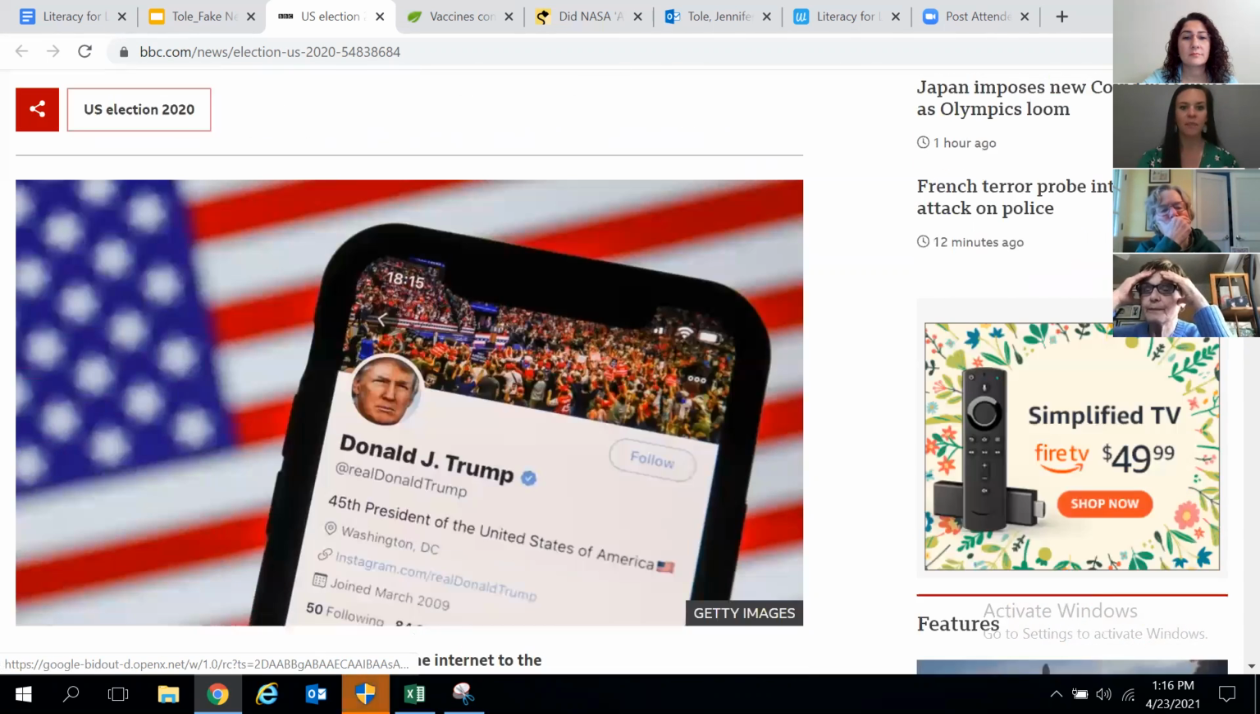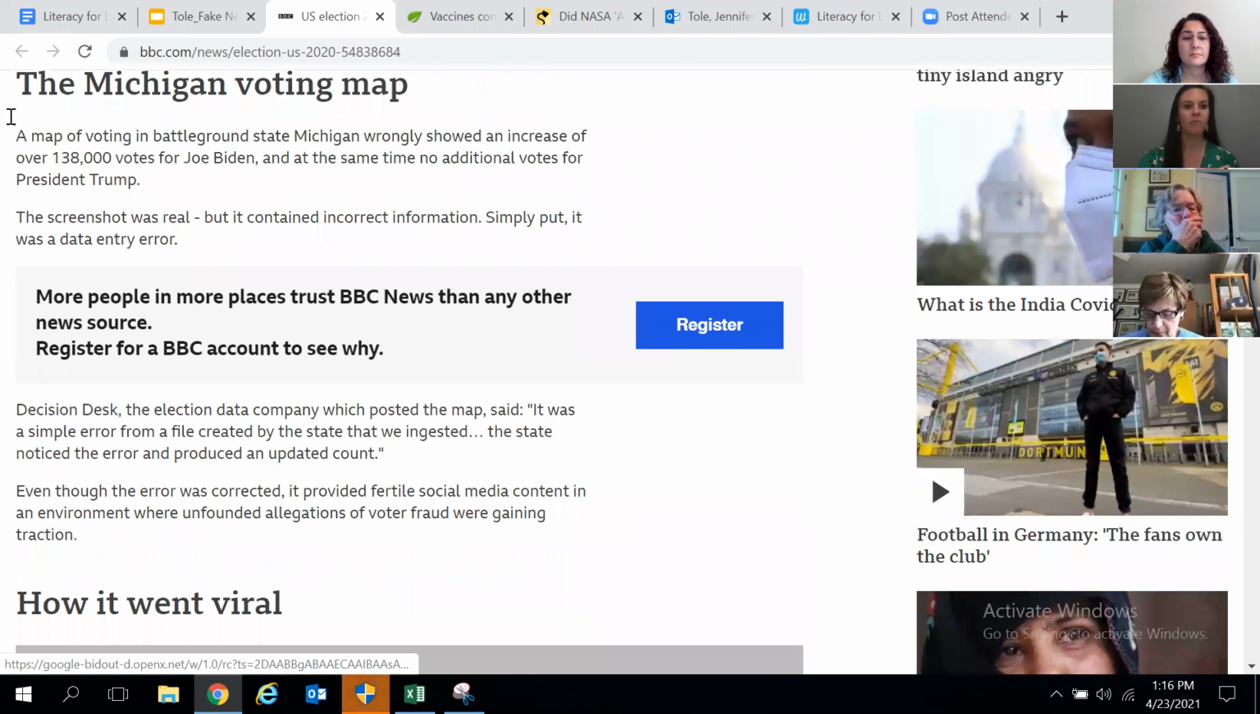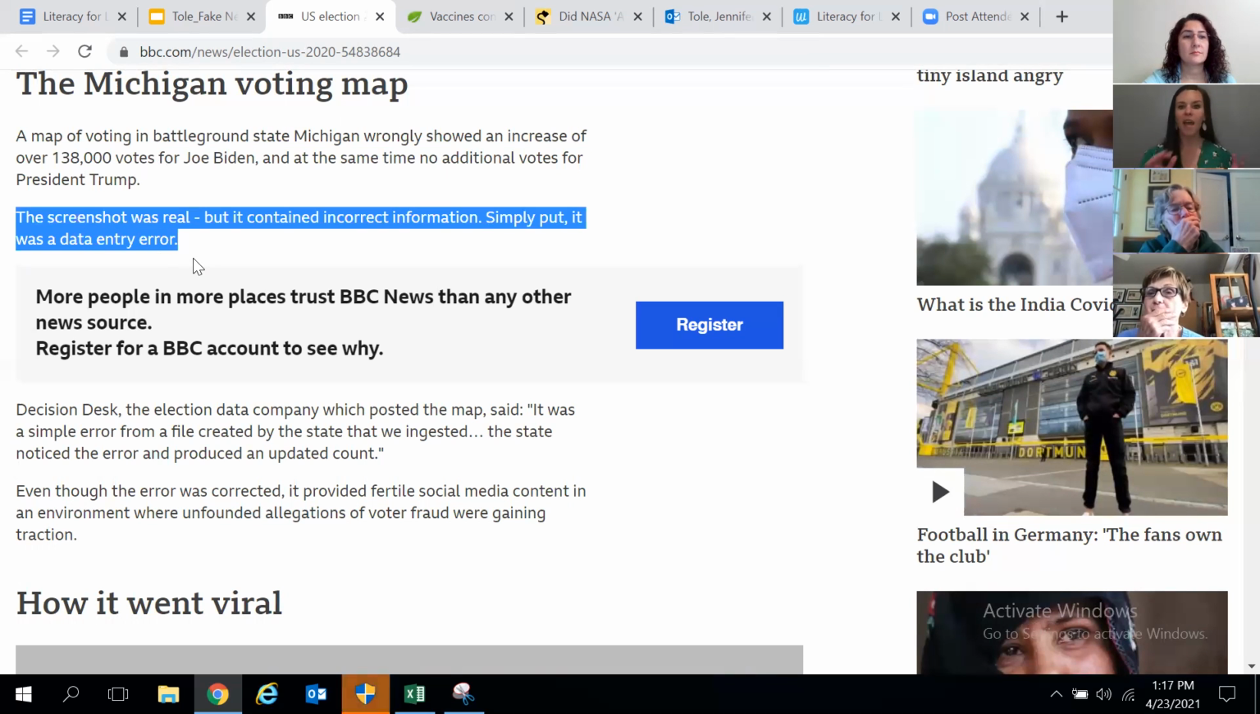So here it was. A map of Michigan showed an increase of 130,000 votes for Joe Biden at the same time that no additional votes were put in for Trump. As the article says, the screenshot was real, but it was a data entry error. Basically, they just didn't put in the Trump votes yet. So the screenshot looked like all of a sudden 138,000 votes appeared for Joe Biden and none for Donald Trump, which framed that way is obviously going to look bad.